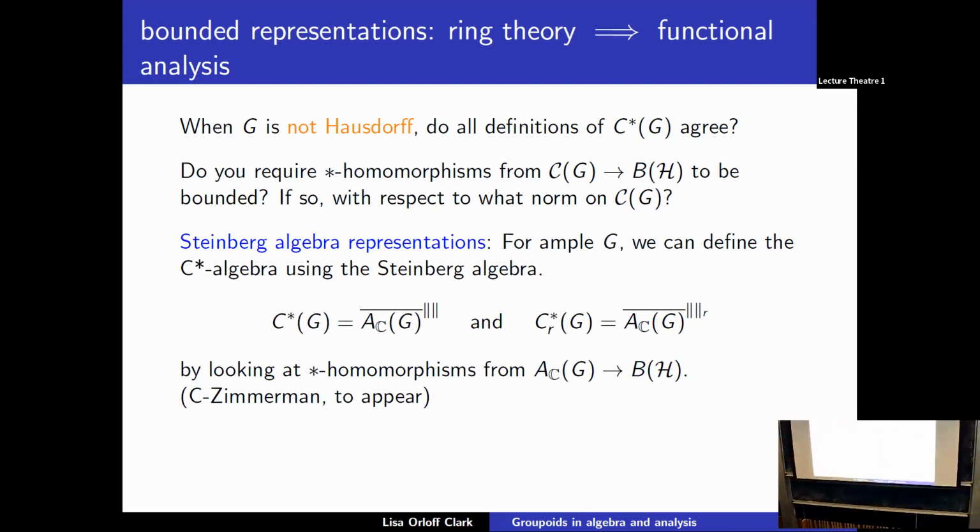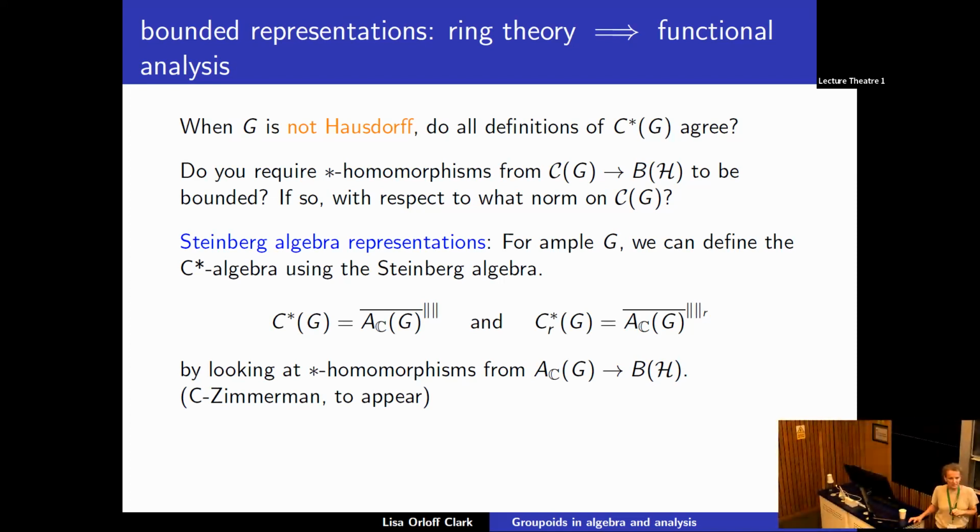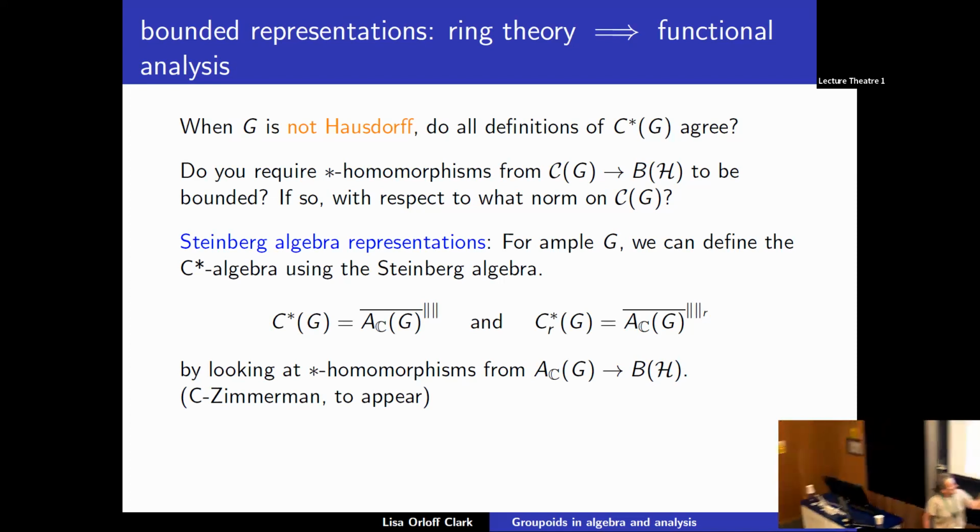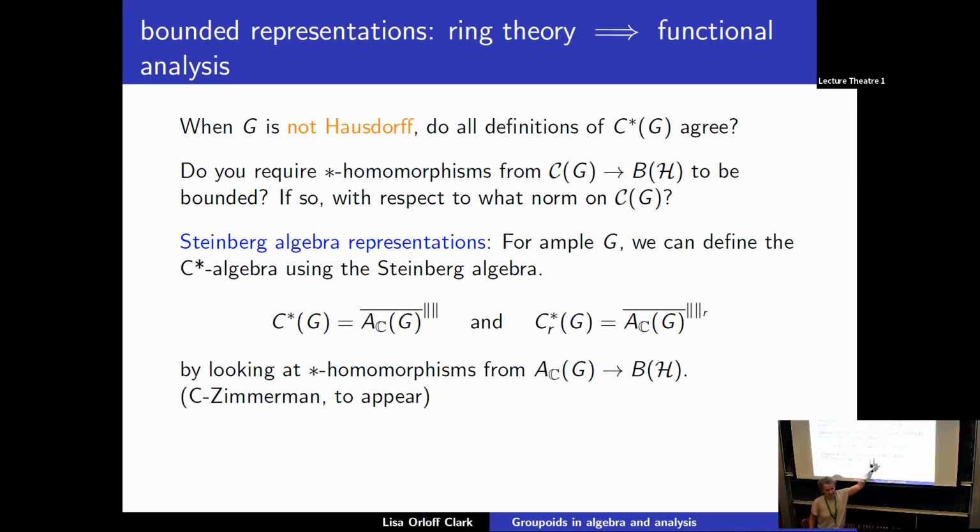it's actually Aidan's PhD student, but he did an honors project with me. I had him start looking at whether you can build the C-star algebra of an ample groupoid just by looking at the Steinberg algebra instead of that stinking curly C of G, because I find that thing is hard to work with. And he was successful in showing that. So you are able to just talk about star homomorphisms from the Steinberg algebra to B of H and take the completion with respect to that, and build this. So that's nice.